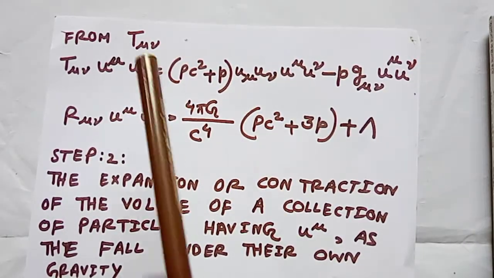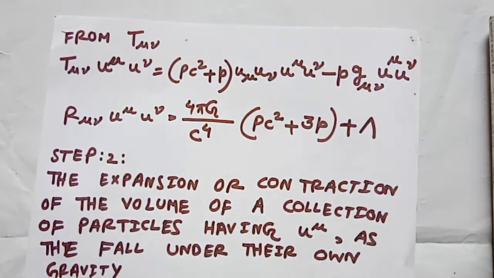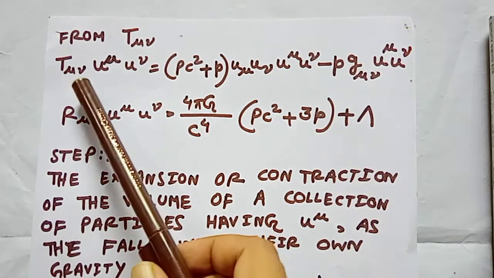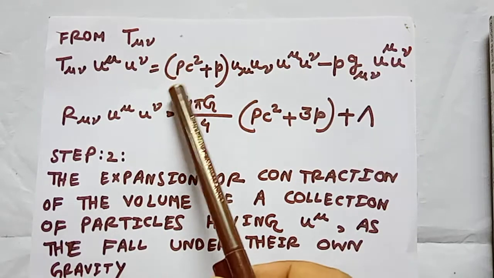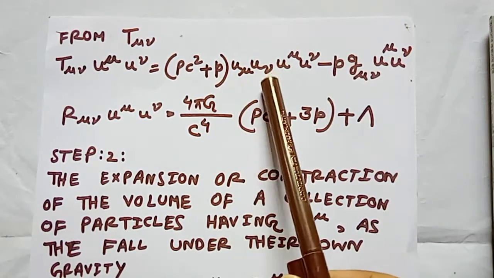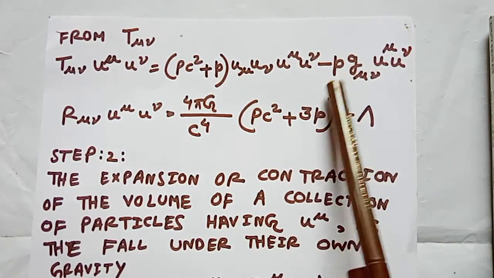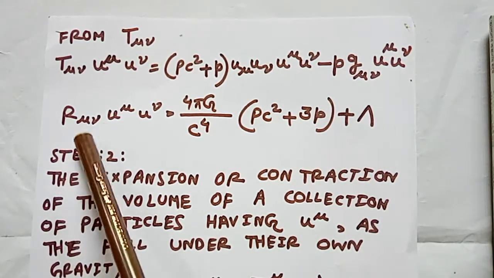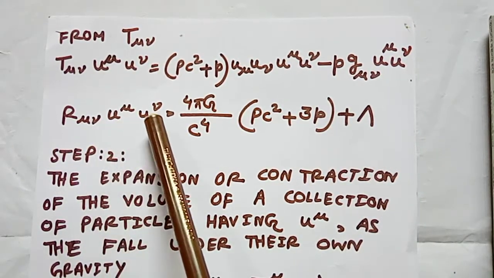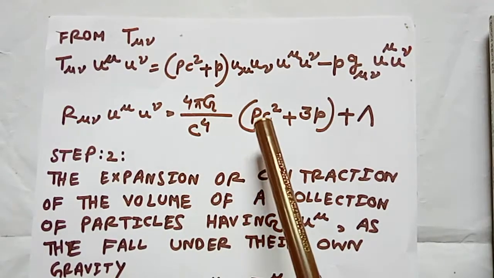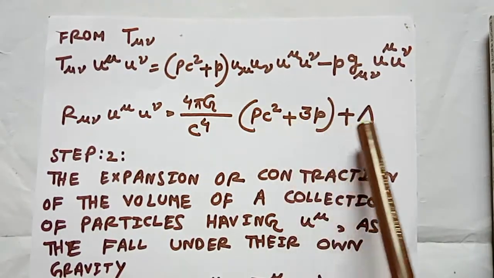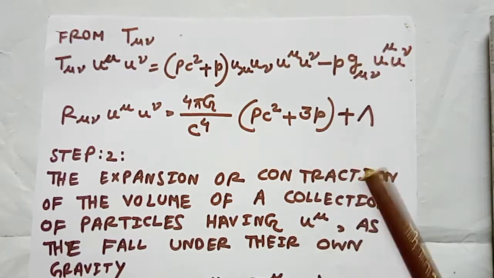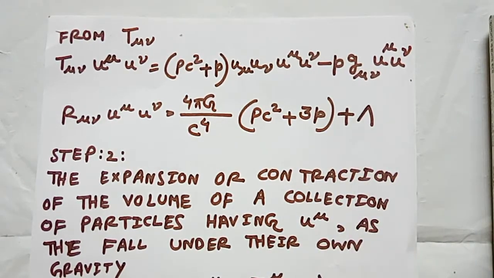Now we have T mu nu u mu u nu equal to rho c square plus P, u mu u nu, minus P g mu nu u mu u nu. Now we have R mu nu u mu u nu equal to 4 pi G over c to the power 4 times rho c square plus 3P, plus lambda. This is the cosmological constant. Now step 2.